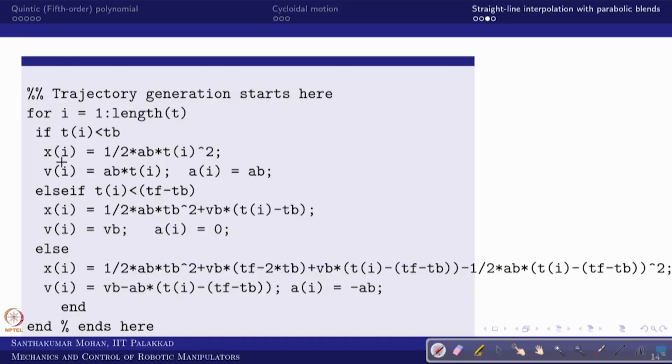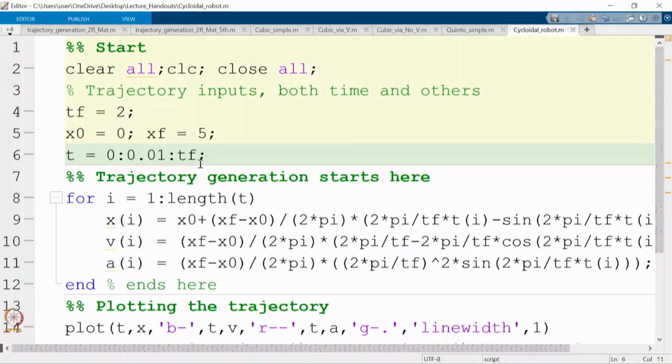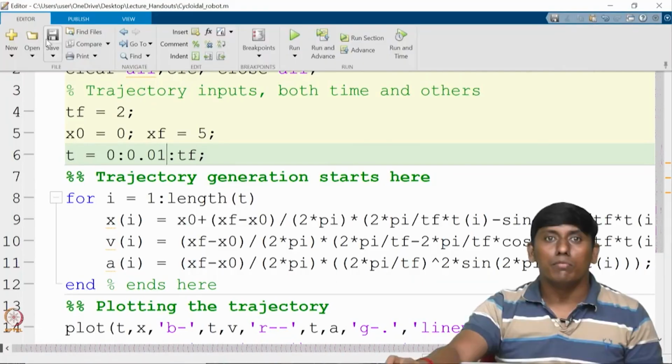So now you can see x, v and a would be based on AB and VB. So that we have obtained. This is a parabolic, then straight line, another parabolic. So this way we have written, and we use the simple plotting function, but now the plotting function is modified because we have derived only s of t, but the s of t needs to be modified as x of t. So we need to multiply this particular value. That's why we have modified this. Now we will go to Matlab and see how that will work.